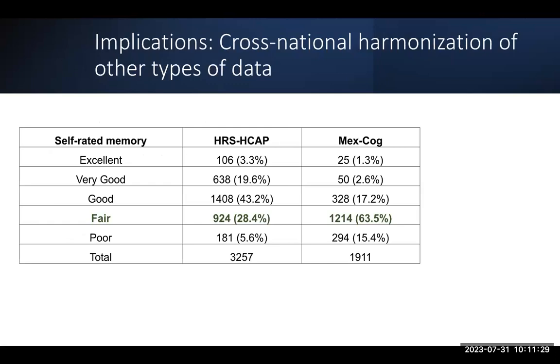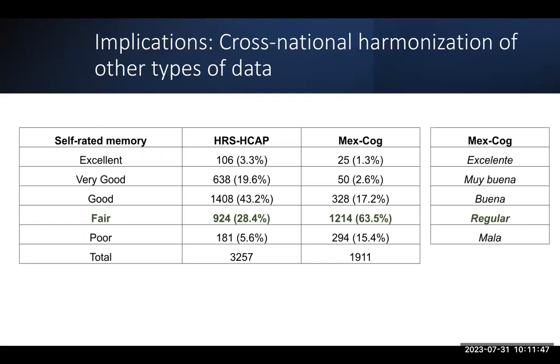I'll breeze past this one, but just keep in mind that these measurement considerations apply to all sorts of cross-national data that we're thinking about. This is just an example between HRS-HCAP and MEXCOG. We saw differences in the endorsement of self-rated memory concerns across countries. But when we look closely, we can see that there are some differences in how that actual item is translated across countries, and it means something a little bit different when the translation happens. So these are things we can think about when we're comparing even other sources of data across countries.